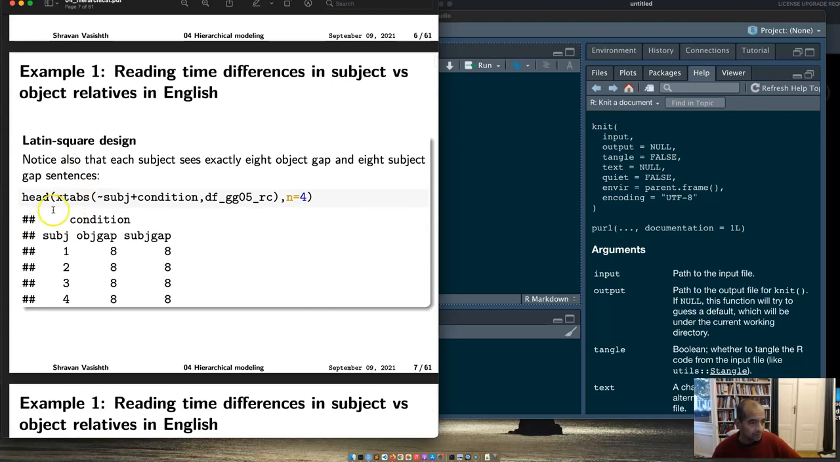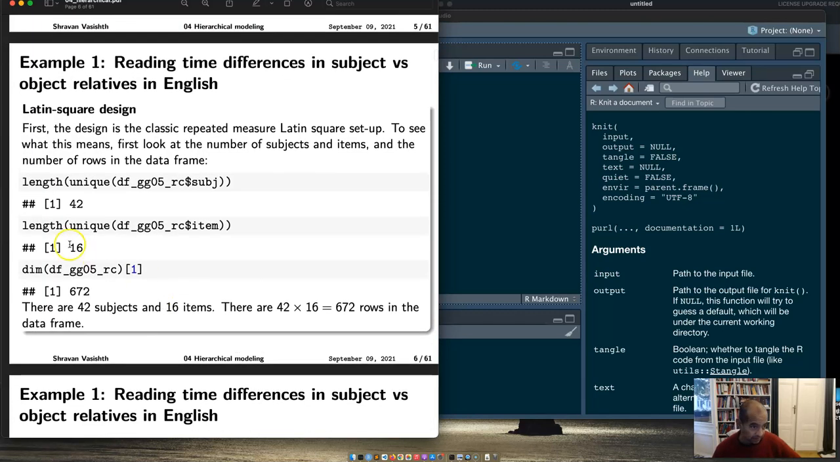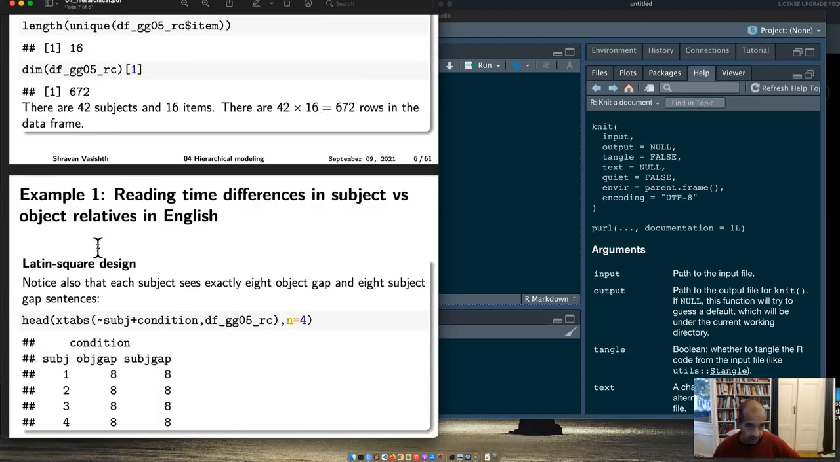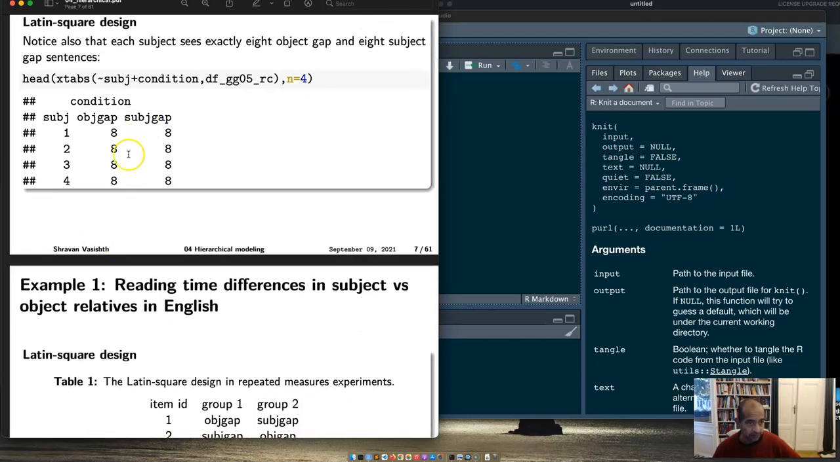And so I can also use this nice xtabs function to check how many instances of each condition were seen by each subject. Okay, so this is what the command is. I'm showing you the first 4 lines, and what you see is that each subject is seeing 8 instances of the object gap, 8 instances of the subject gap. That's as expected, right? Because there are 16 items. It's a balanced design. 42 subjects, each subject seeing 8 instances of each of the 2 conditions. Okay, so everything seems to be working out.